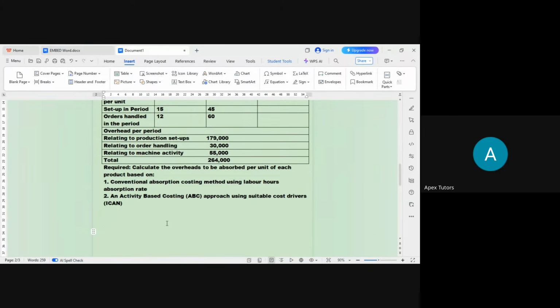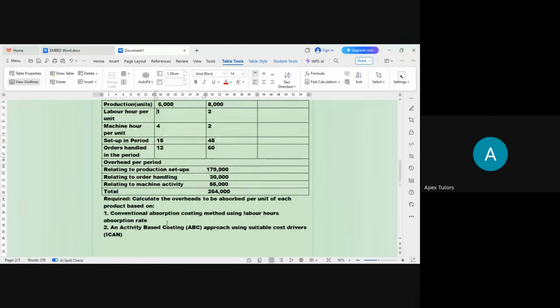Now, the machine hour per unit for product A is 4, and for product B is 2. Same approach per unit. Anytime you see per unit, it means there's a relationship between these and the unit produced. Labor hour per unit shows there's a relationship between these and the unit produced. So now, the machine hour per period, based on the overall period we use in production, we need to determine that.